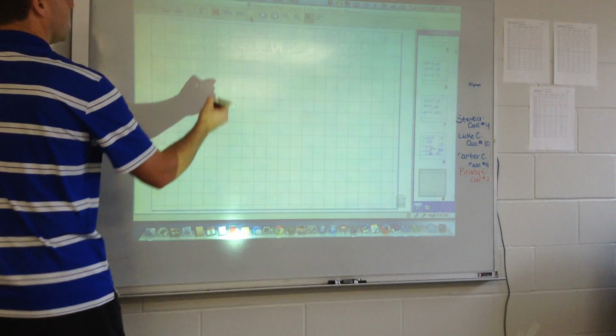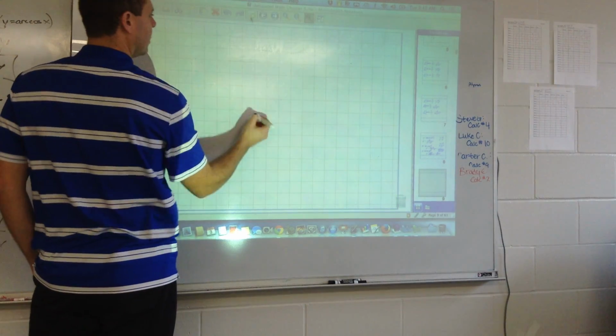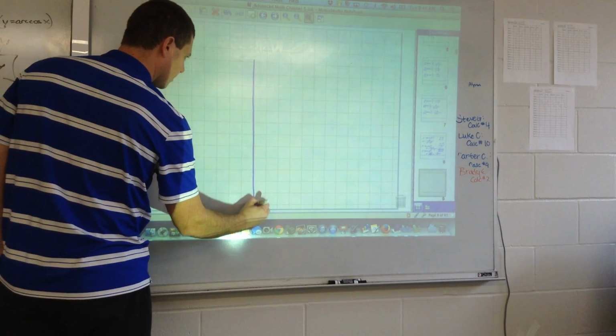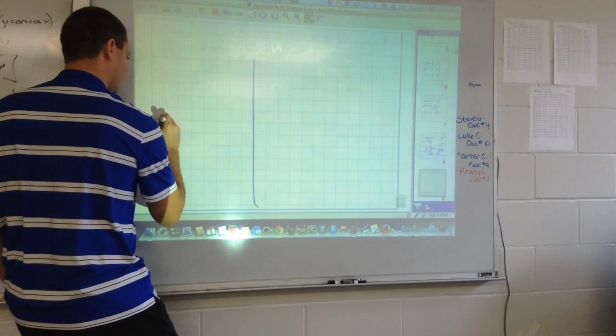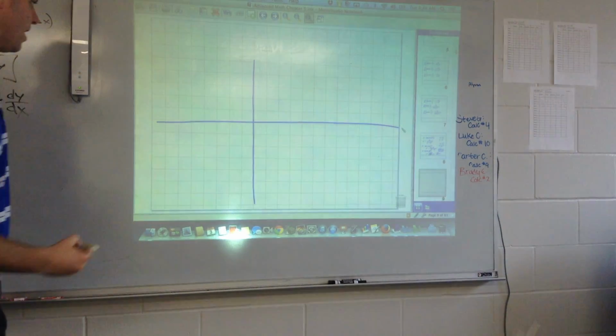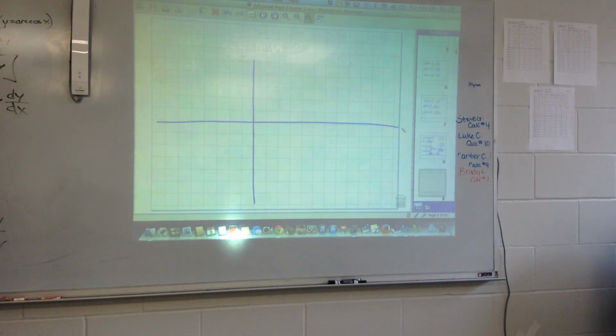Graphing secant and cosecant. First of all, why don't we quickly review our sine graph? Okay? How would you graph sine? Who wants to take that one? Caleb, what do you got?